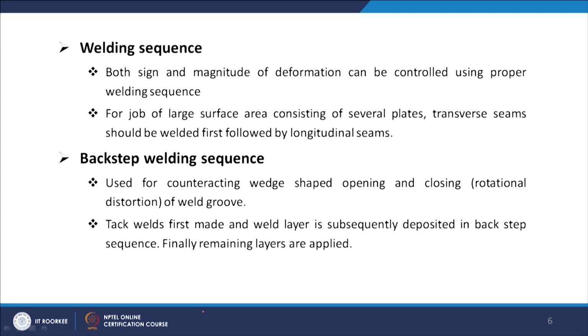Now that also depends upon the welding speed. If your welding speed is low, in that case the spacing between tack welds has to be smaller. Then the first weld layer is subsequently deposited in the backstep sequence. So you are moving in the backstep; this is the welding direction. You move in that backstep sequence from the tack weld at one end to the opposite end.